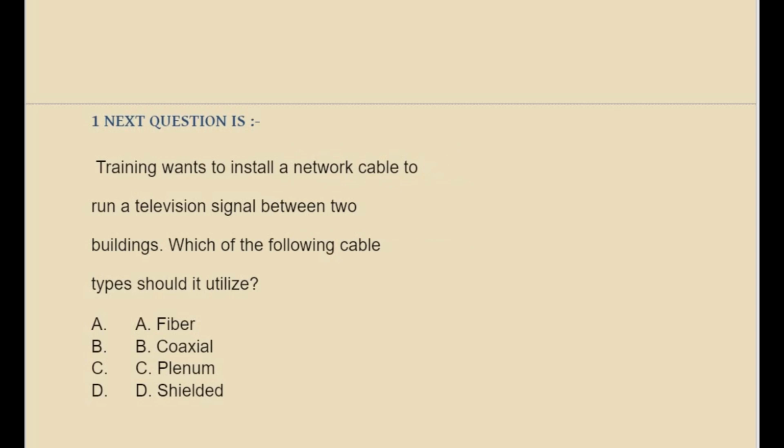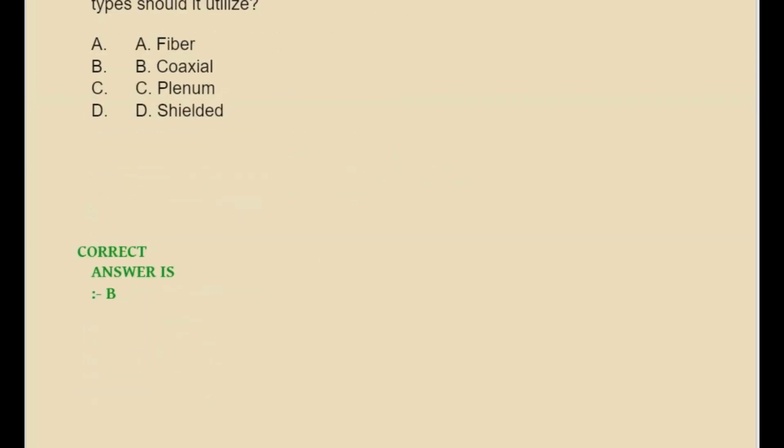Question is training wants to install a network cable to run a television signal between two buildings. Which of the following cable types should it utilize? Option A fiber, option B coaxial, option C plenum, option D shielded. Correct answer is option B.